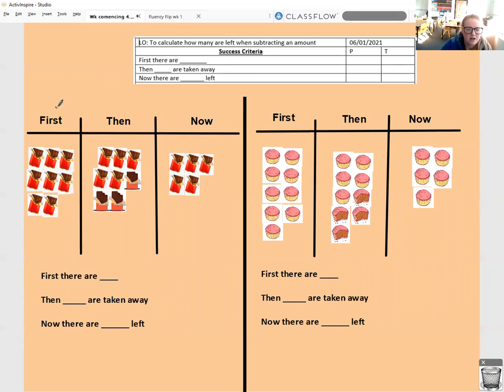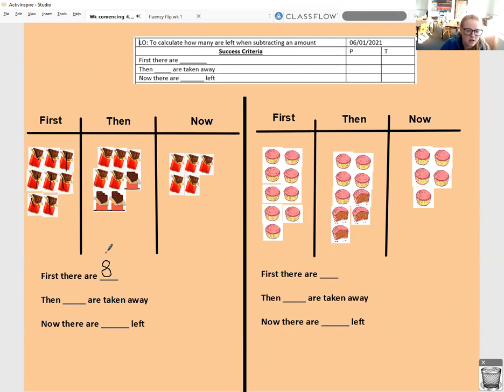Let's have a look over here. So first, how many chocolate bars are we starting with? We've got 1, 2, 3, 4, 5, 6, 7, 8. There are 8 chocolate bars to start with.